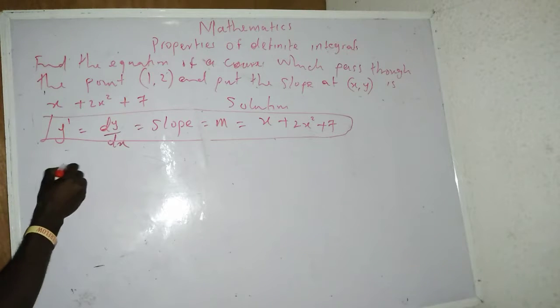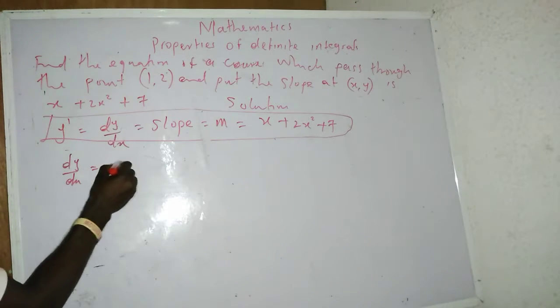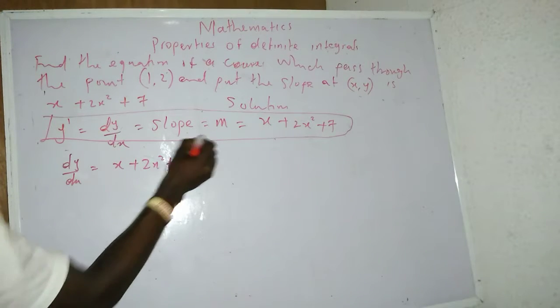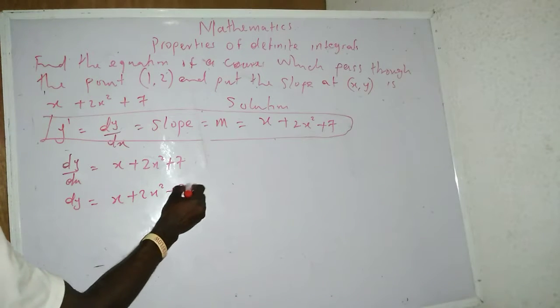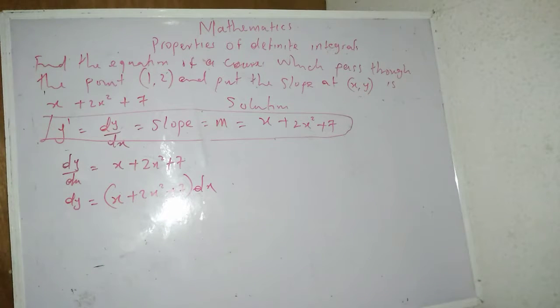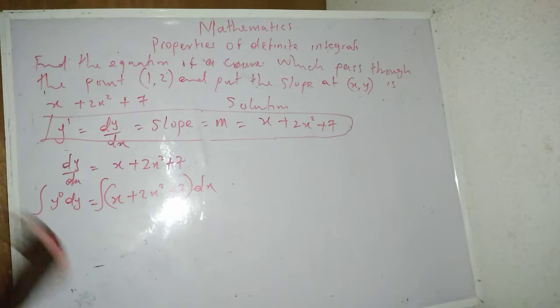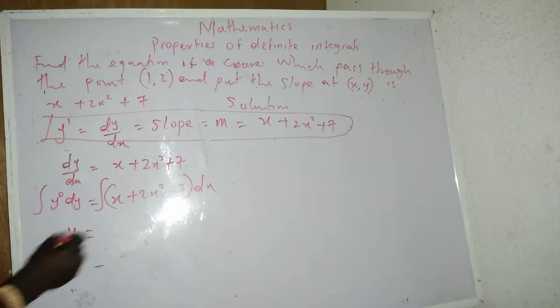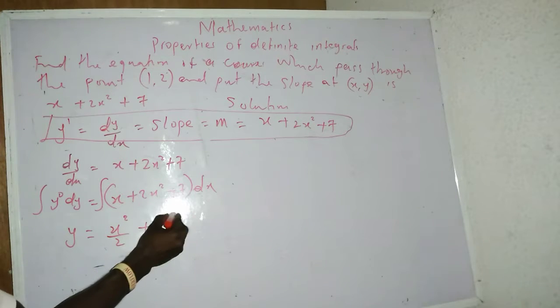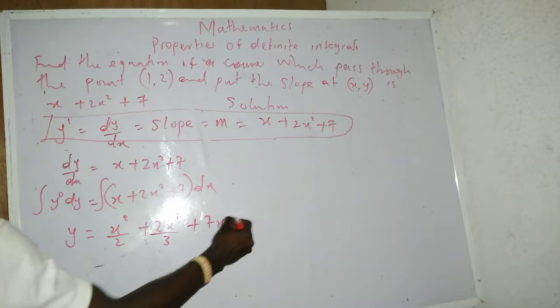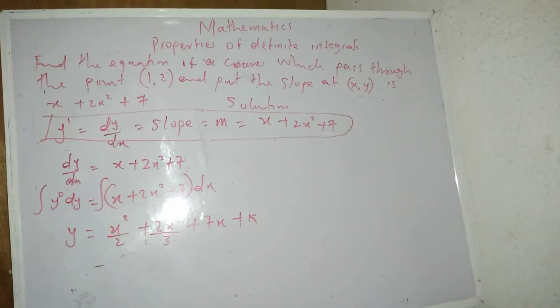Now, I can move on by having dy over dx equals x plus 2x squared plus 7. So y equals the integral of x plus 2x squared plus 7, with respect to x. My y is raised to power 0. If I integrate, I get y equals x squared over 2 plus 2x cubed over 3 plus 7x plus k. This is the equation you are looking for.